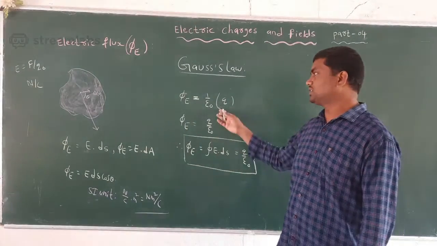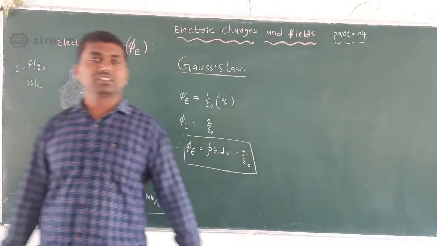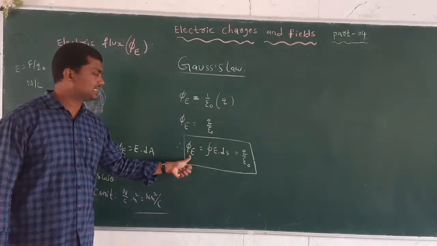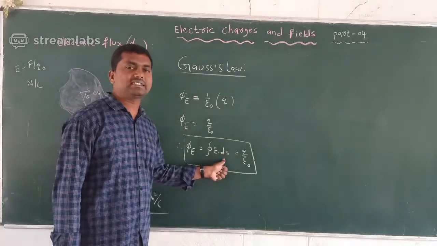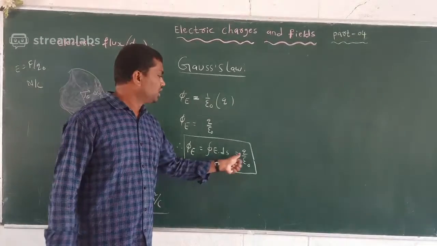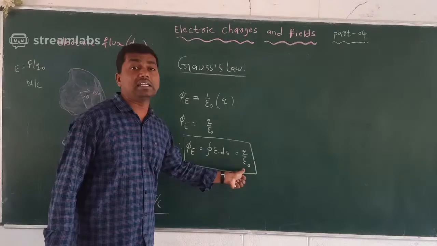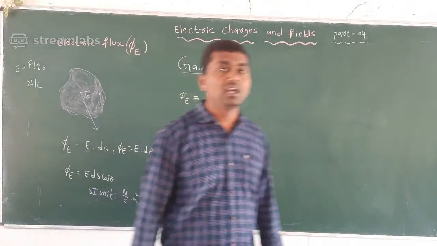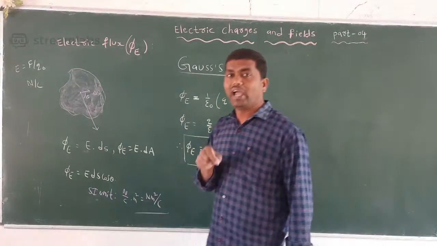So both these definitions are included in electric flux. Here we can observe phi suffix e, electric flux. E means electric field or electric field intensity. dS, surface area of any object. Q means net charge, total charge. Epsilon naught, we can observe this epsilon naught in Coulomb's law. Epsilon naught is nothing but the permittivity of free space, permittivity of vacuum.